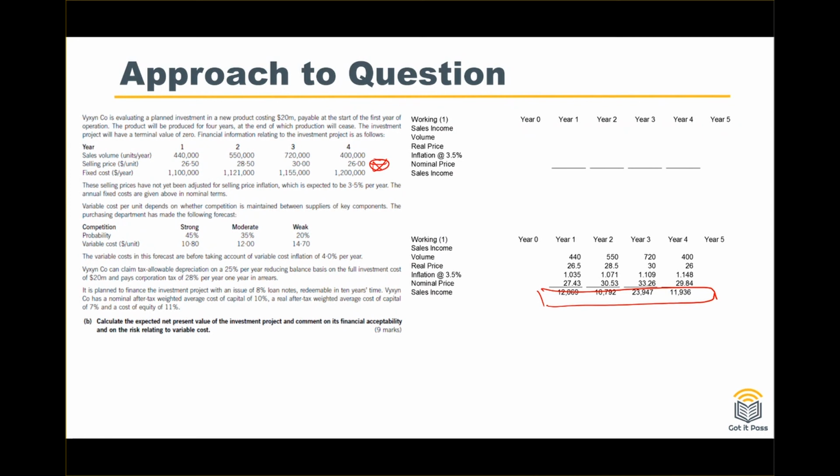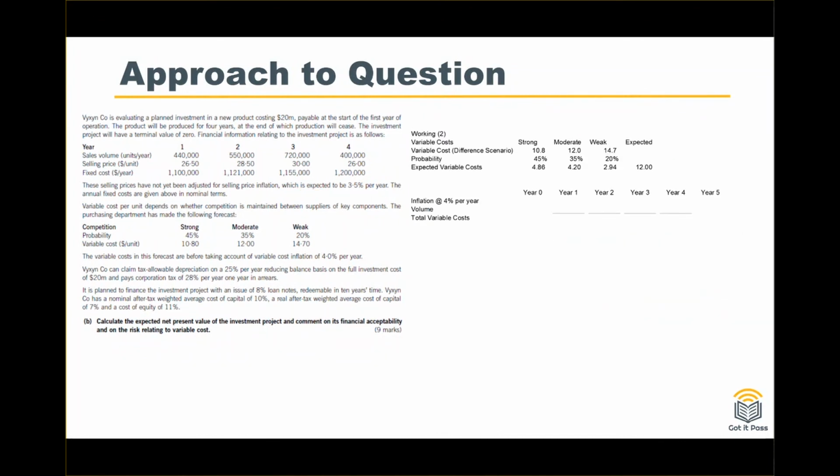Okay, the sales income cash flow, because it asks you to get the price, which here is changing 3.5% per year. So you have to show in your workings the price has inflation and you get the nominal price to get the sales income per each year from year 1 to year 4. Okay. And the second working is about cost.